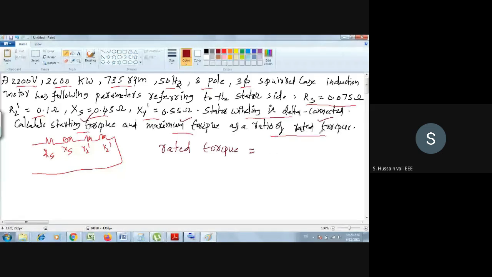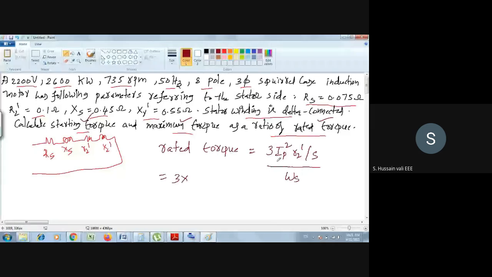So what is the formula for the rated torque? Please recall. I will write directly. See this now: 3 into I2 dash squared into R2 dash by S, so this is the power, whole divided by omega S. So this is the rated torque. We will find it using the rated values. 3 into, so what is the rated current? Everything we have to take as rated.